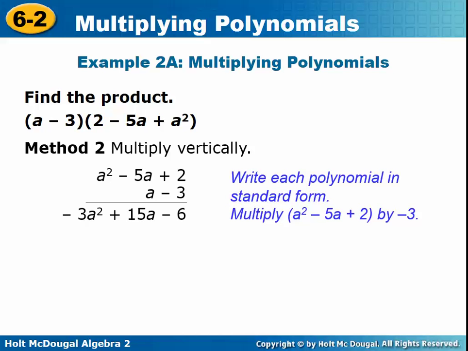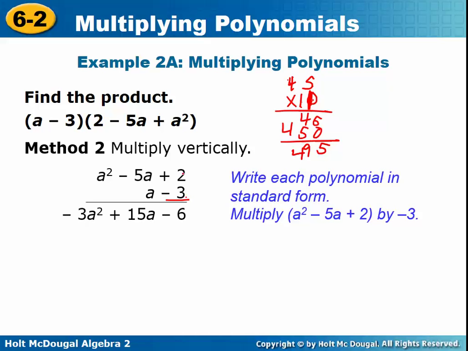Very similar to the way that you multiplied in elementary school when you did something like 45 times, I don't know, 11. You would take 1 times 5 and 1 times 4, and then you'd use a placeholder, and then you'd go 1 times 5 and 1 times 4, and then you would add. So it's similar to the way you did multiplying numbers when they were 2 digits or more, and you did it vertically like this. All right, so we're going to start by multiplying by the negative 3.